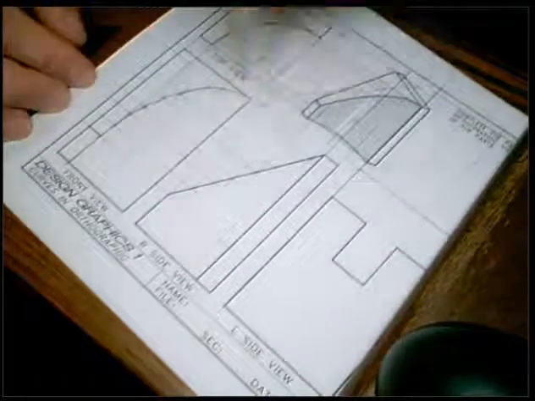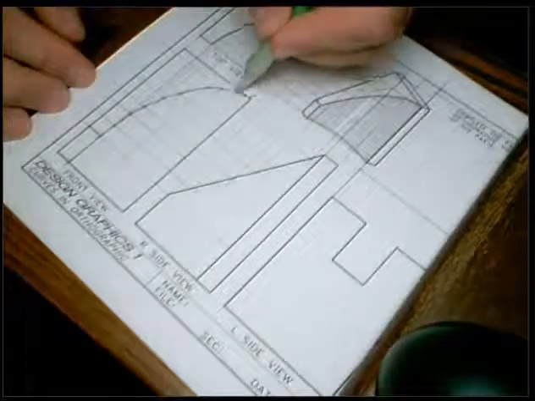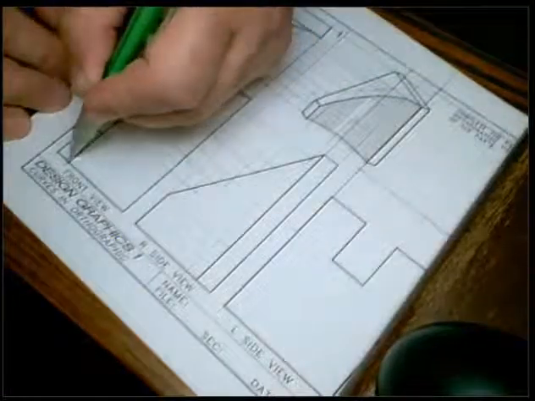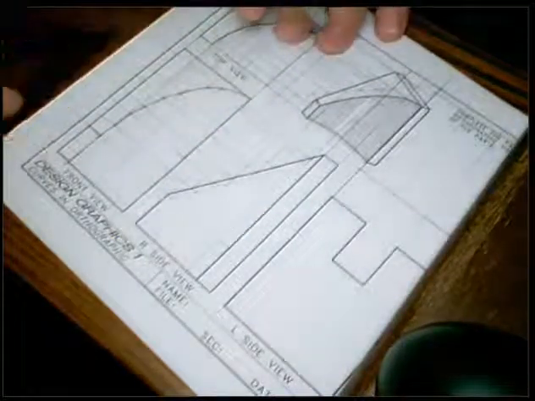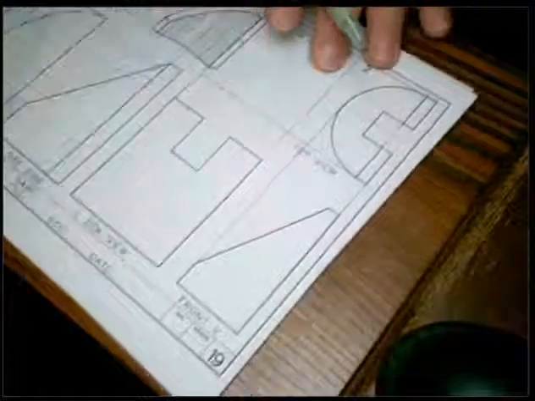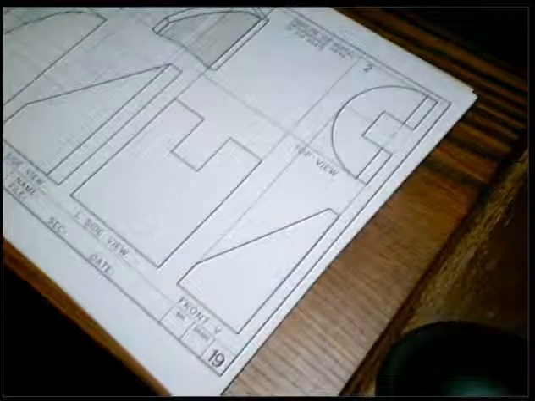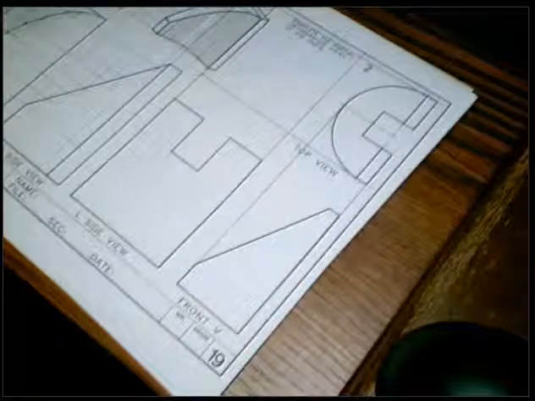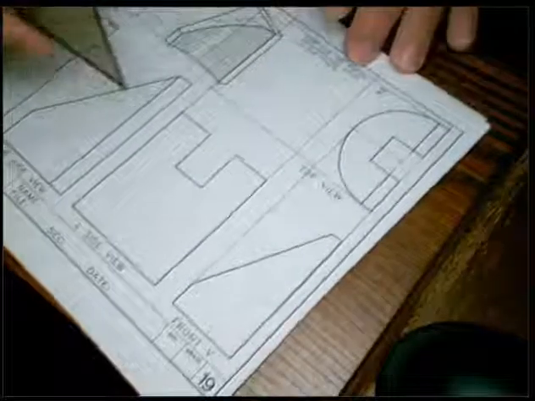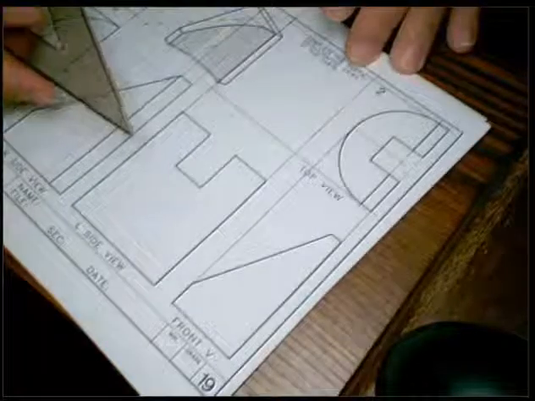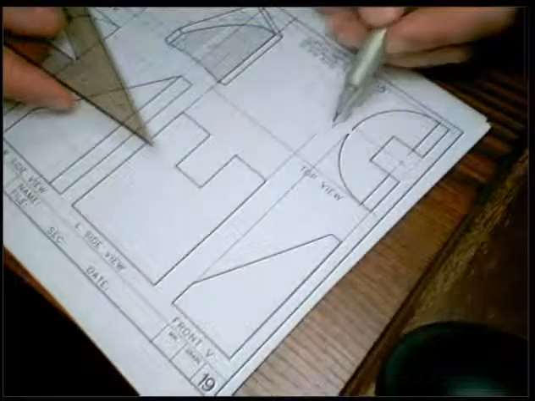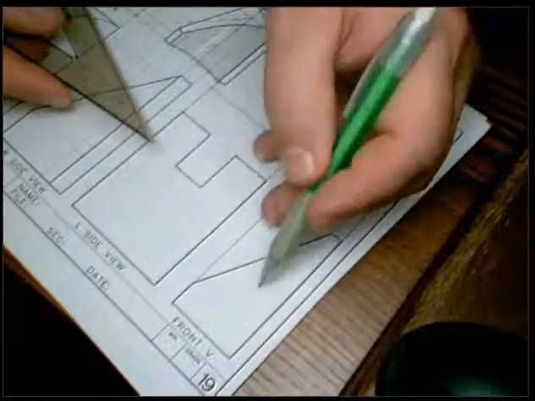So there's a lot of construction lines there, but you really need those in order to plot this by hand to get this curve. Now this other one, exercise 2, is similar, but this time we're bringing the points over from the top view, front view, and left side.